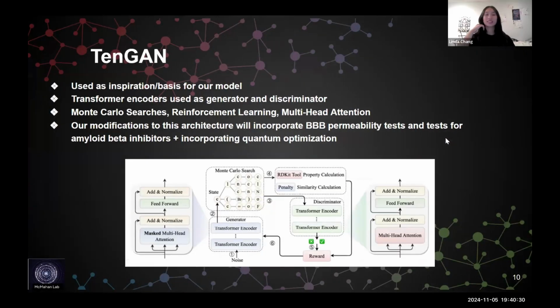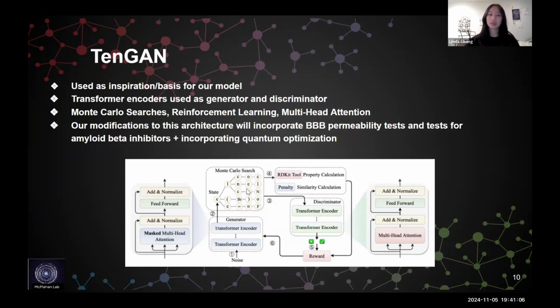Okay, so one thing that's worth noting is that our model is not complete yet, but we're just going to be talking about the basis of our model and our general plan for it. The basis of our model is a model we found called 10GAN, created by other researchers. It uses transformer encoders, that's what 10 stands for, as the generator and the discriminator in the GAN, as we talked about previously. It uses various other techniques, such as a Monte Carlo search, as you can see here, reinforcement learning, and also masked multi-head attention.